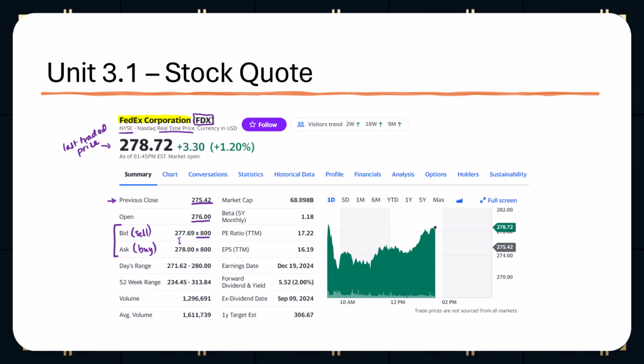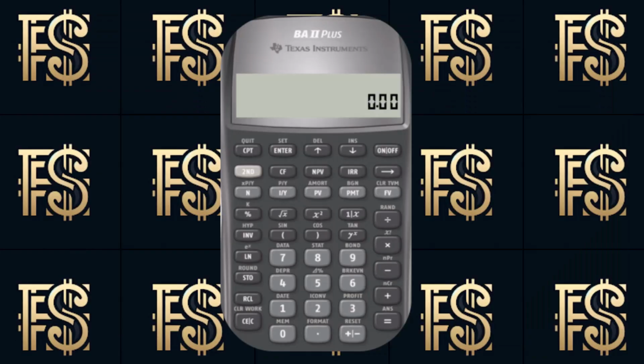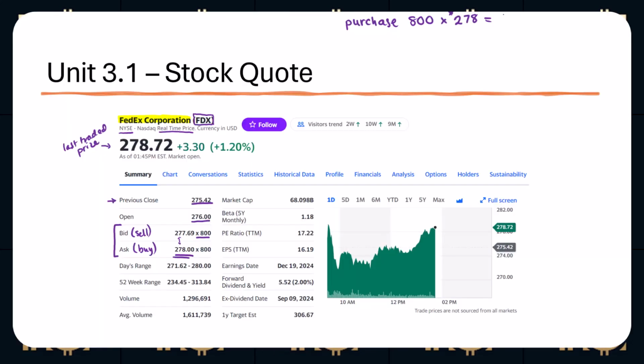Let's suppose that we want to purchase 800 shares, all right? So we're going to purchase 800 shares. What would we pay to acquire these shares? Well, again, you buy at the ask price, not the last trade price, but at the ask price. So we're going to take the 800 shares and multiply it by the $278 per share. And if we do this with our calculators, we'll go 800 times 278, and we see that we would pay $222,400 to acquire 800 shares in FedEx.